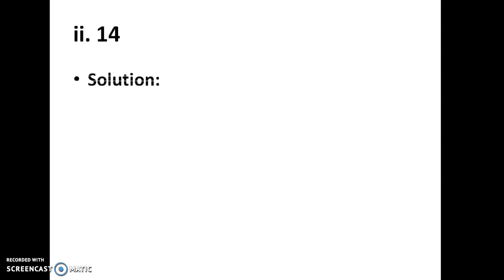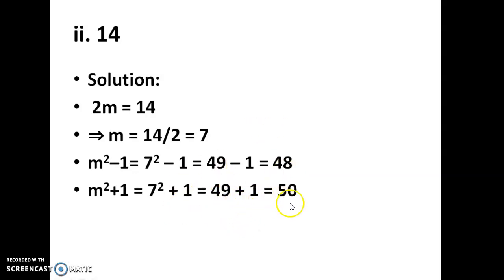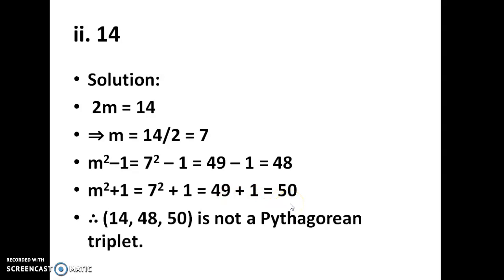Next is 14. 14 is one of the numbers. So 2m equal to 14, m is 7. Okay, substitute in m square minus 1. So 7 square is 49. 49 minus 1 is 48. Okay, then m square plus 1. So 49 plus 1, that is 50. So the triplets 14, 48 and 50 are the Pythagorean triplets.